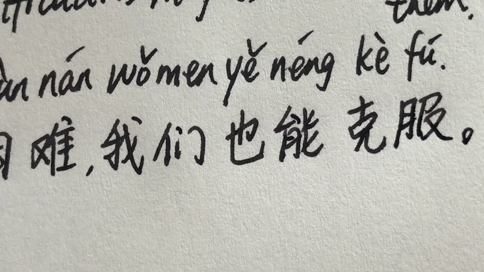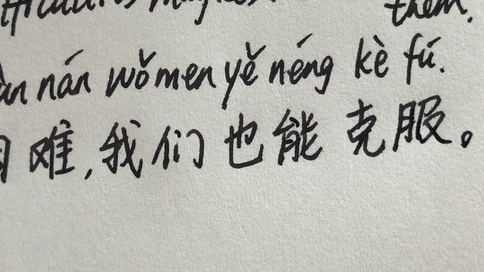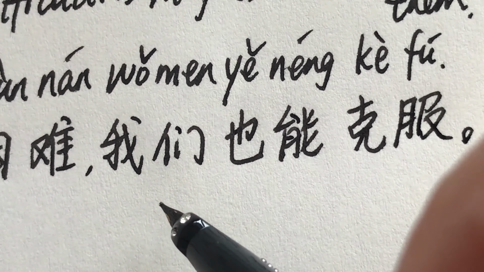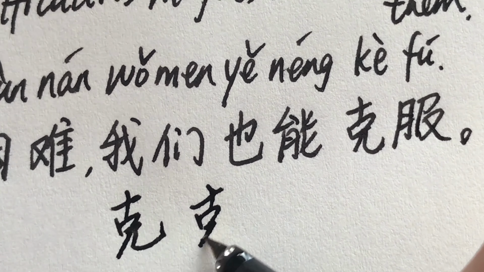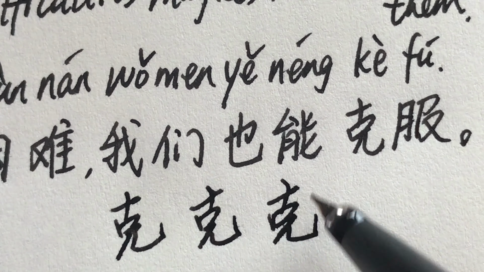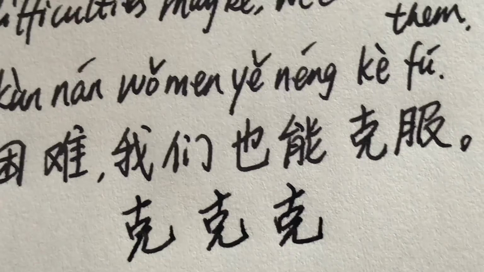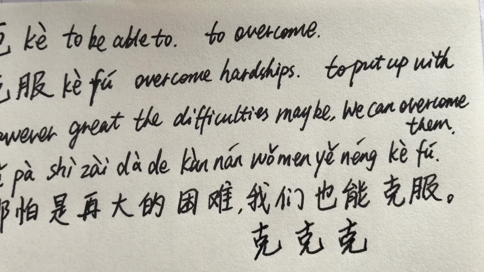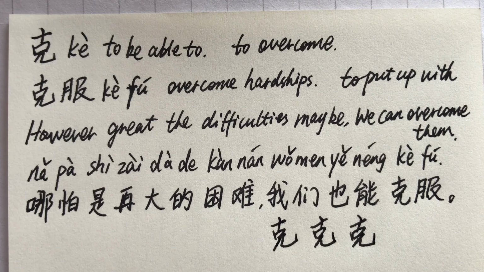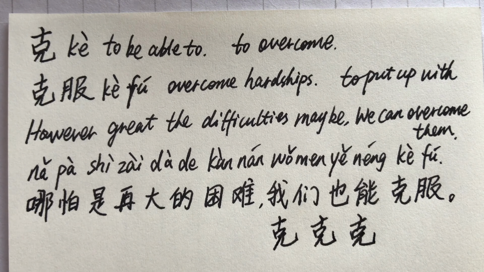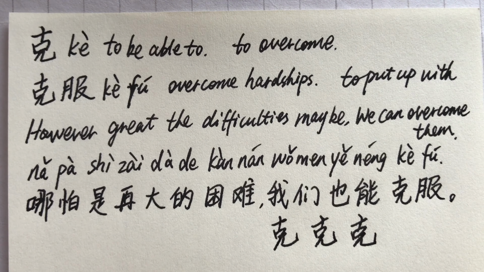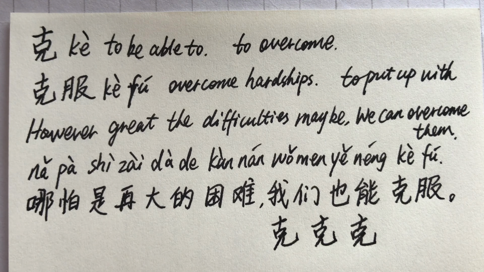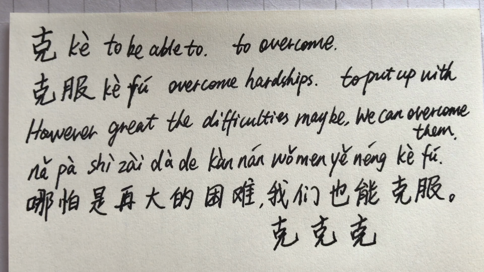哪怕是再大的困难，我们也能克服。克 in cursive. 克: to be able to overcome. 克服: try to overcome hardships. To put up with. However great the difficulties may be, we can overcome them.